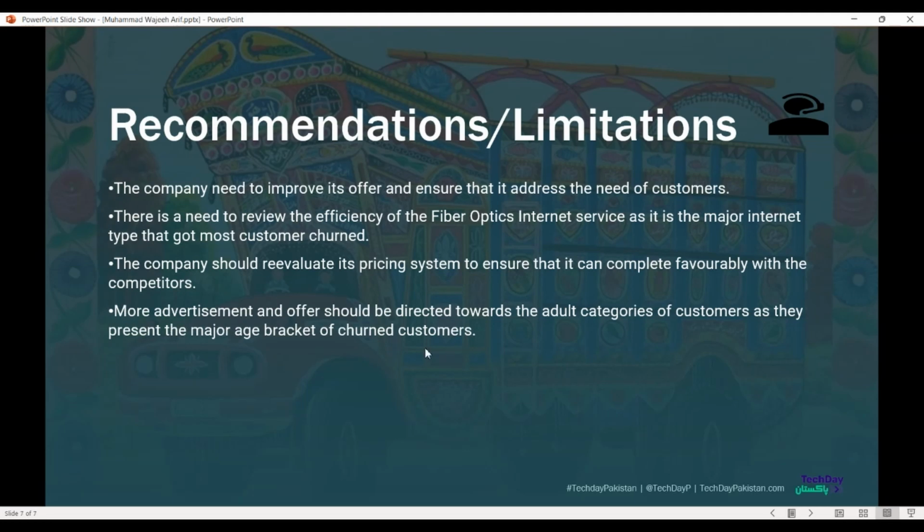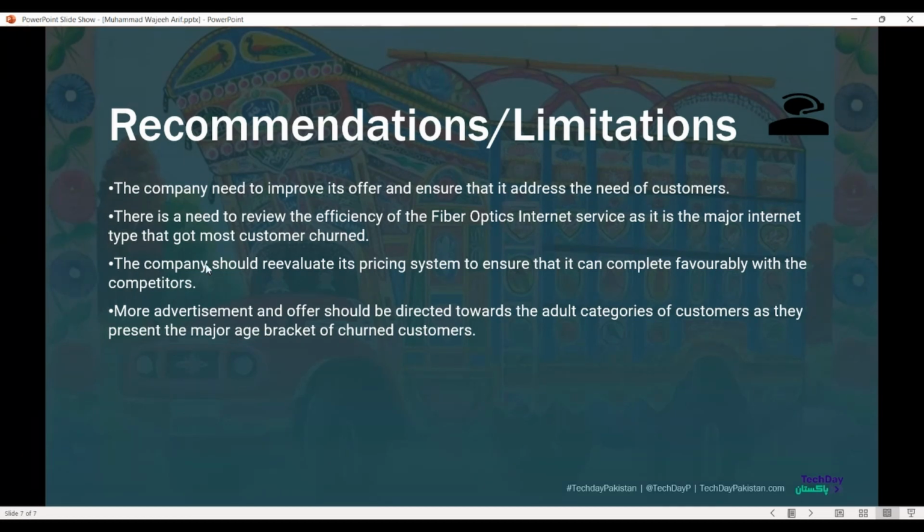Recommendations. I recommend some points for this company. The company needs to improve its offers. As I told, most customers are engaged in month-to-month services, so they should reduce the other offers and focus on one offer and ensure that it addresses the needs of customers. There is a need to review the efficiency of the fiber optics internet service, because it generates the most revenue for the company.